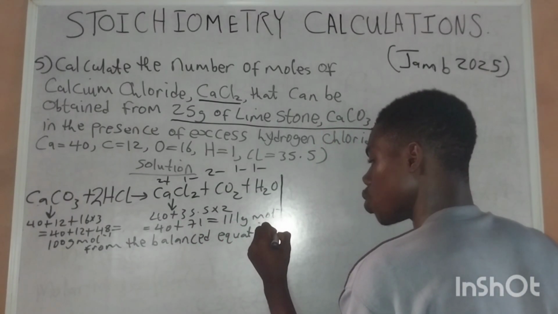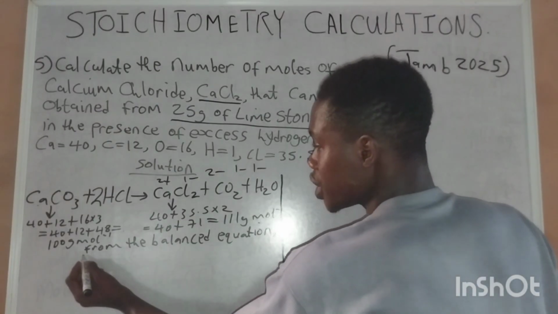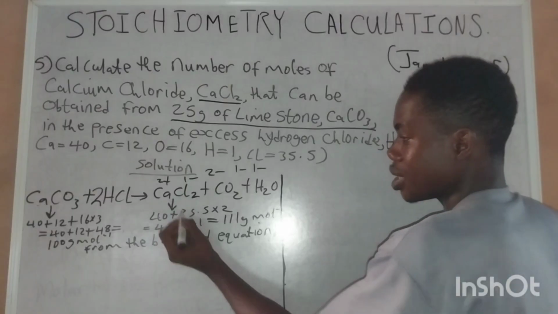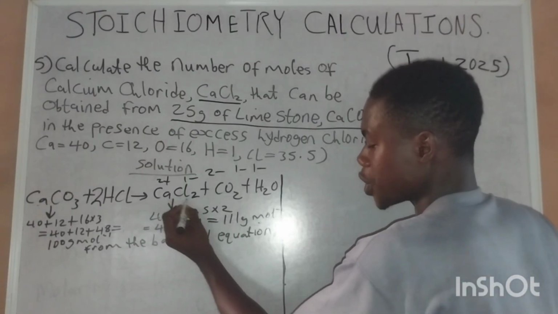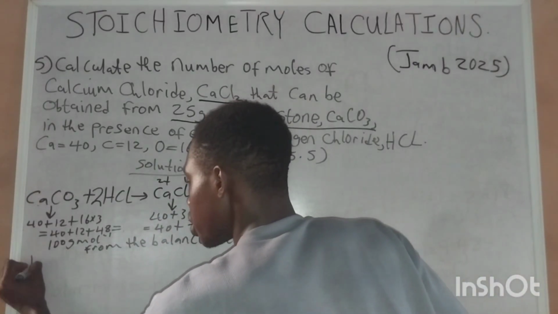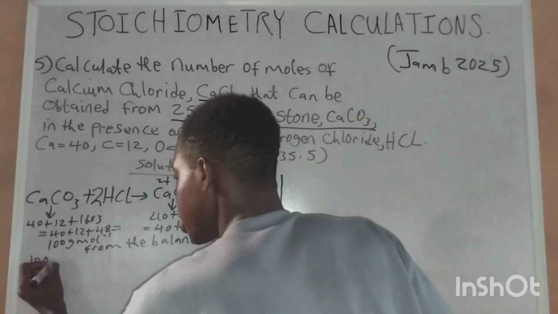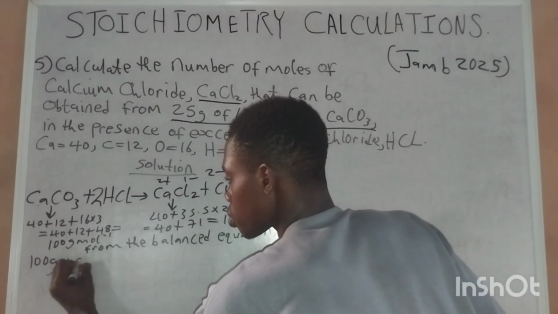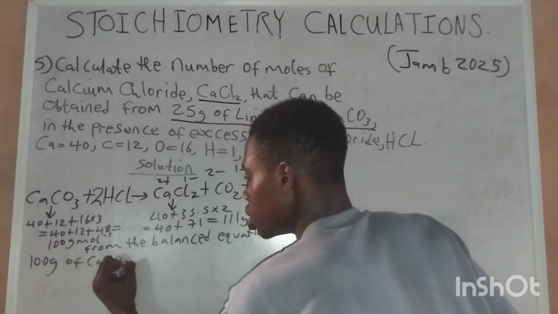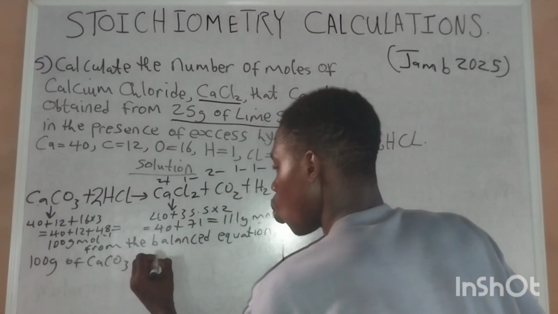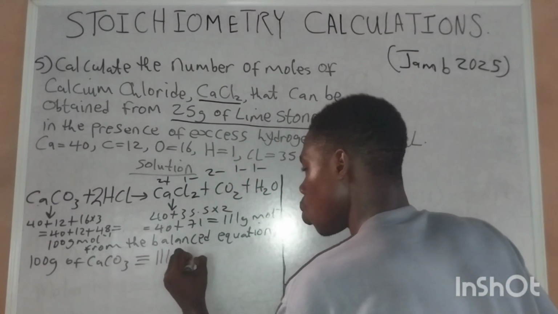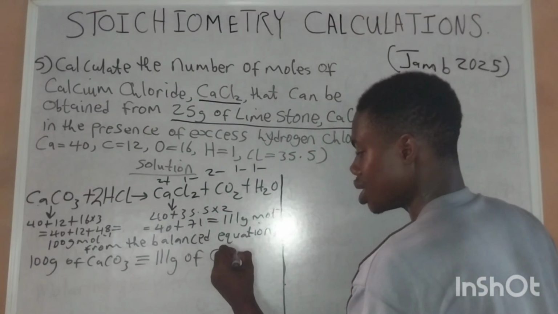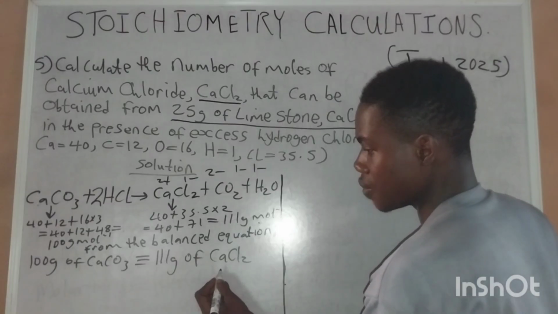From the balanced equation, 100 gram of CaCO3 is equivalent to 111 gram of calcium chloride, CaCl2. So this is the first step.